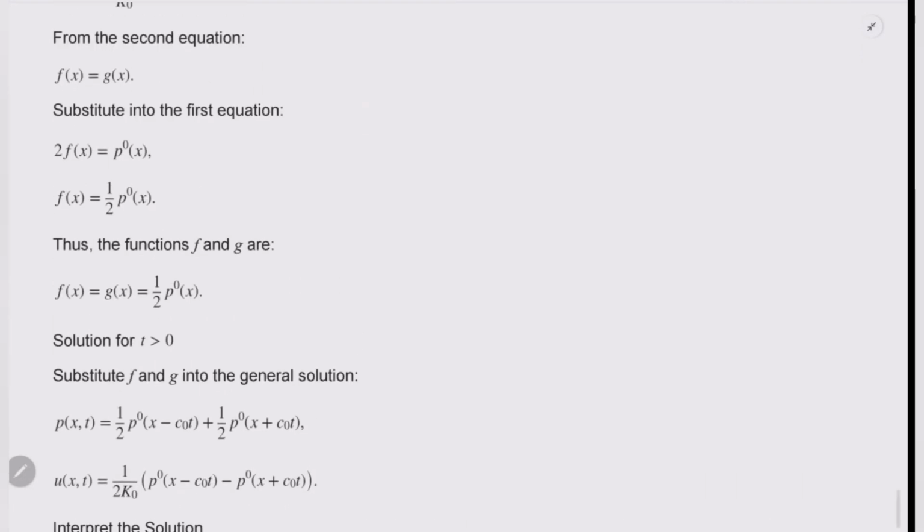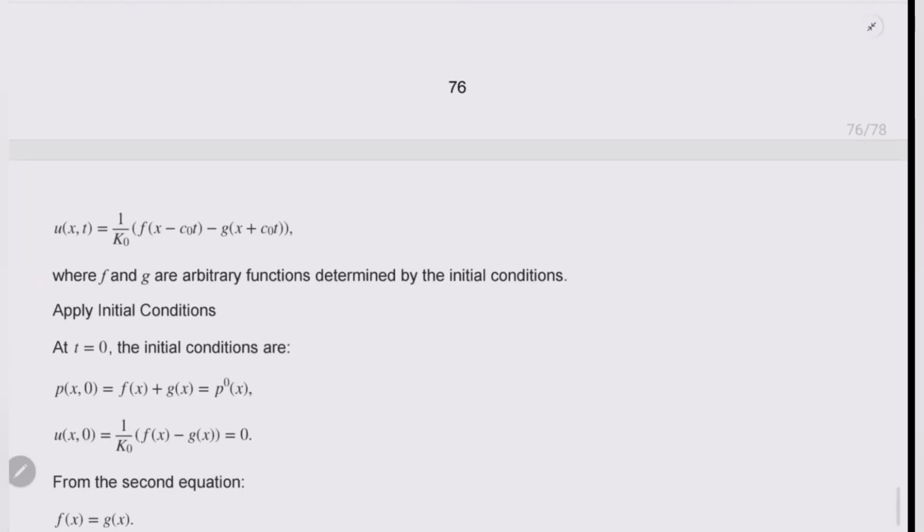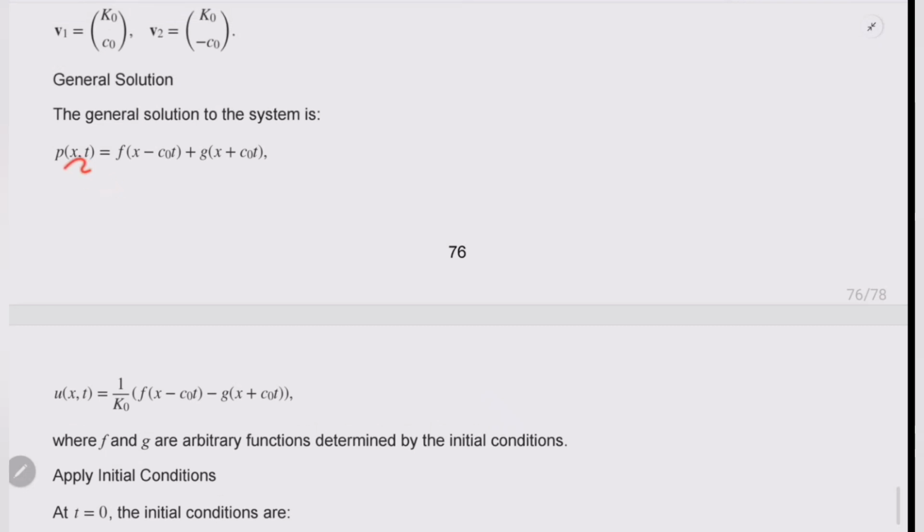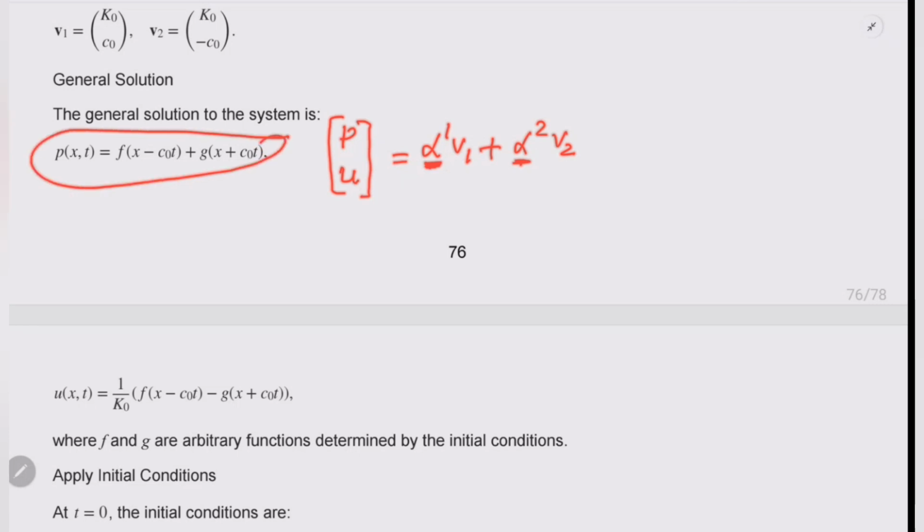Okay, so this was exercise 3.4. Here you remember you have to write your solution as alpha 1 V1 plus alpha 2 V2. Then you get two solutions, one for pressure and one for velocity u. You just need to find out alpha 1 and alpha 2. Then you get this solution and another solution.